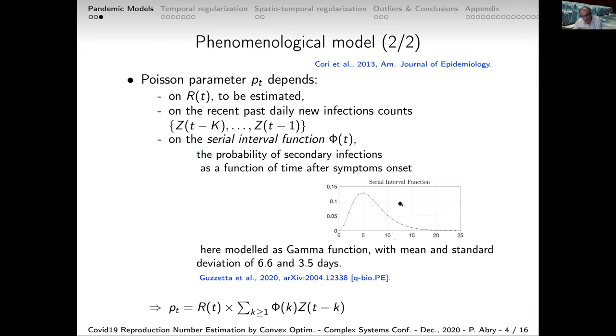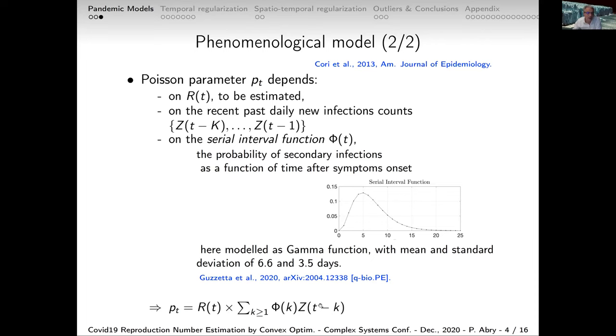And this function phi, this serial interval function, is the key epidemiological ingredient in this model. So the parameter of the Poisson distribution is R of t multiplied by a convolution, a causal convolution between this phi of t and the previous daily infections.